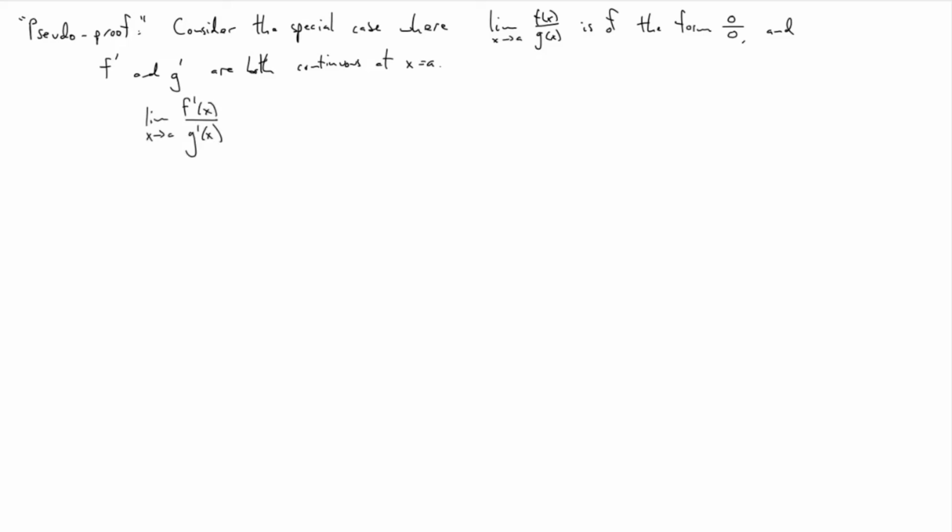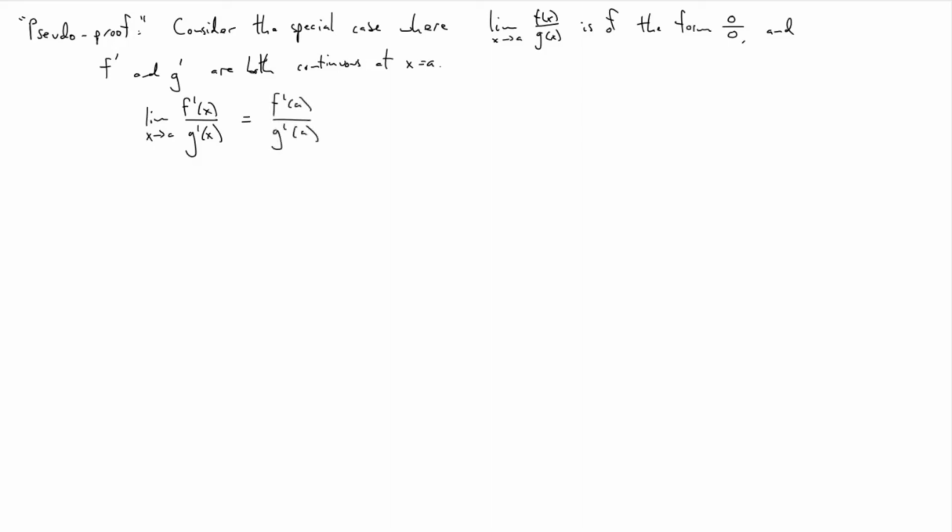Okay, let's start with the limit as x approaches a of f prime of x over g prime of x. Our goal will be to show that this is equal to the limit as x approaches a of f of x over g of x. And since f prime and g prime are both continuous at x equals a, the limit as x approaches a of f prime of x is just f prime of a, and the limit as x approaches a of g prime of x is just g prime of a.